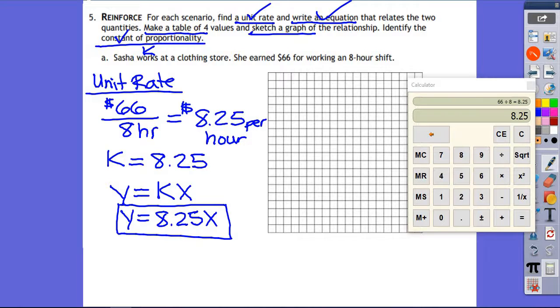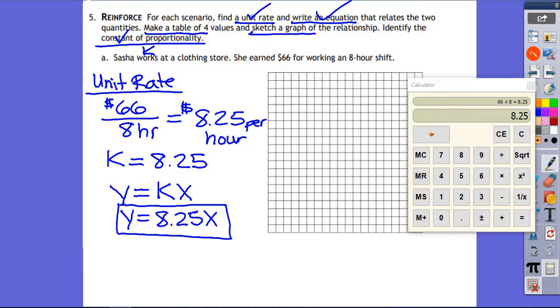Have I done any really hard math so far? No. All I have done is known my vocabulary words. Unit rate, we divided to find a per 1 hour. K is my constant of proportionality. It's the same as unit rate. I knew my form of an equation, and K is replaced with my unit rate.